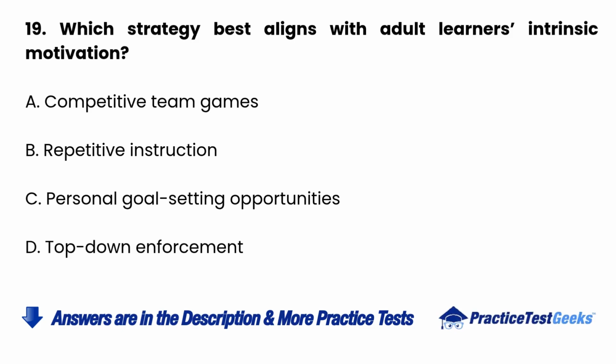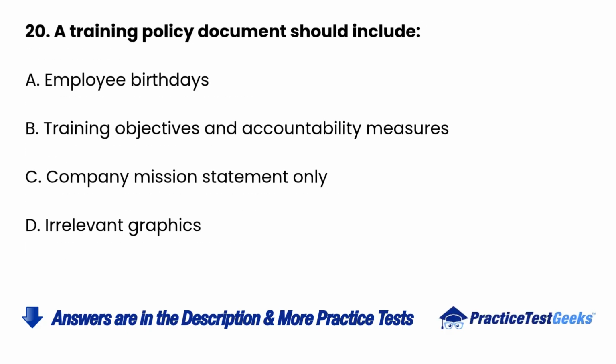A. Competitive team games. B. Repetitive instruction. C. Personal goal-setting opportunities. D. Top-down enforcement. 20. A training policy document should include: A. Employee birthdays. B. Training objectives and accountability measures. C. Company mission statement only. D. Irrelevant graphics.